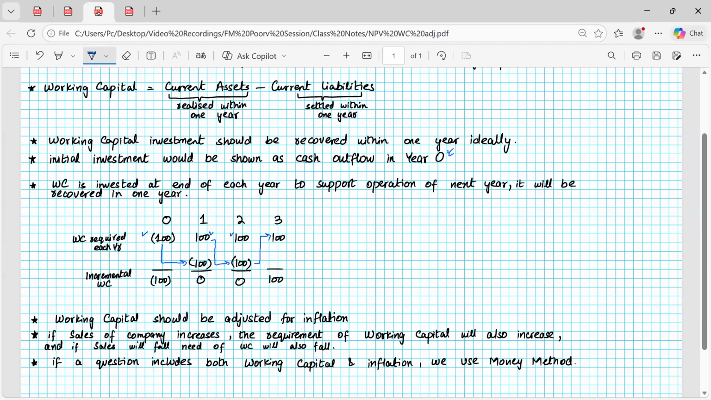Why is it positive 100? Because you don't need to spend anything in the last year. Okay, by the end of the last year. Have you got this pro forma? Have you both got it, Purav?